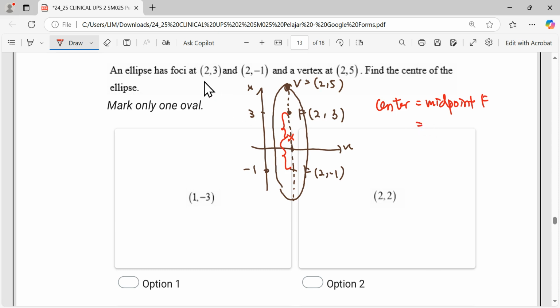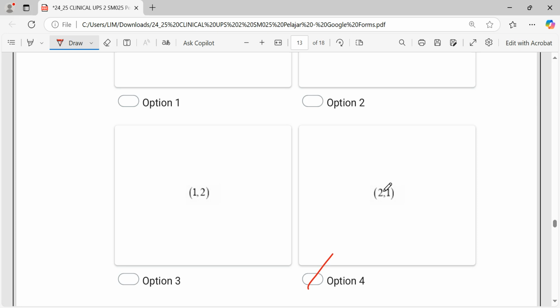Therefore, to find your midpoint, x coordinate plus x coordinate divided by 2, y coordinate plus y coordinate divided by 2. So this is 2 and 1. Therefore, our center is the option 2, 1.